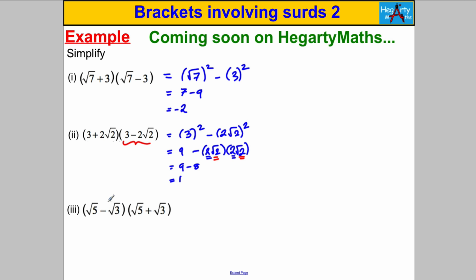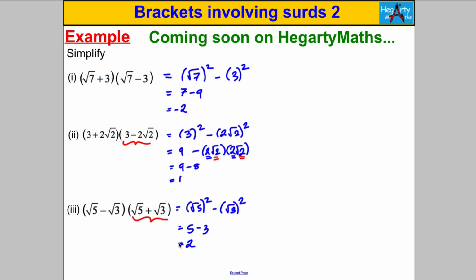And last one on this page, we have root 5 subtract root 3 multiplied by its conjugate, root 5 add root 3. So we know the answer is going to be root 5 all squared, subtract root 3 all squared. Root 5 squared is 5, take away root 3 squared is 3, 5 subtract 3 is 2, and we're done.